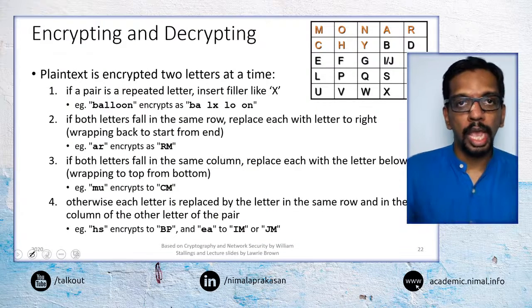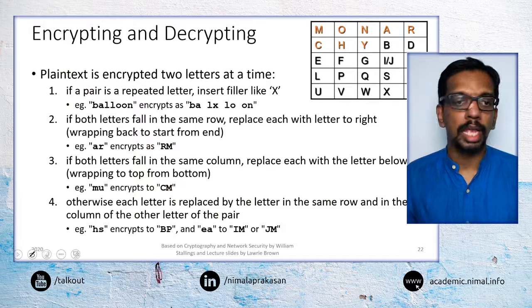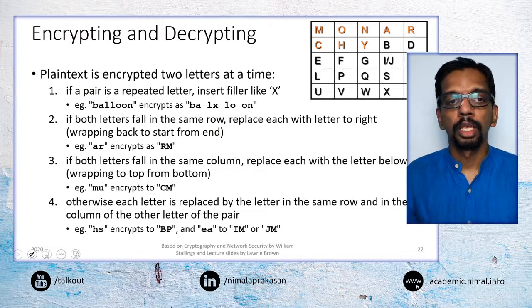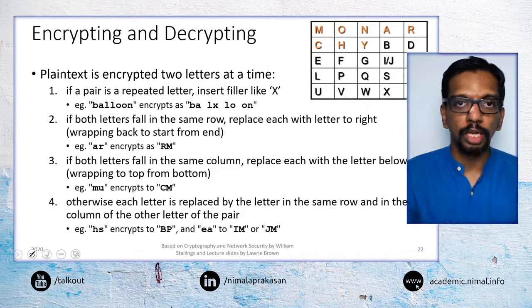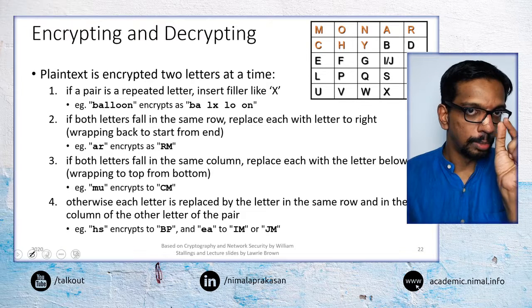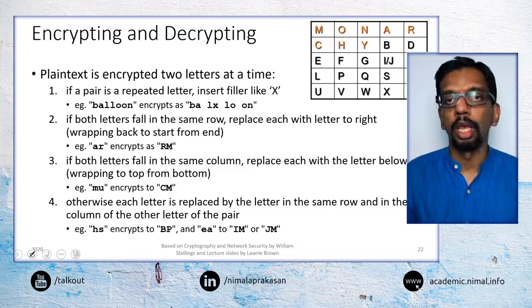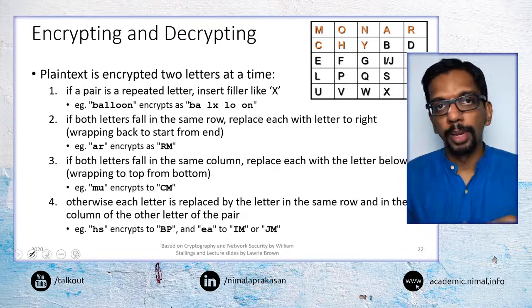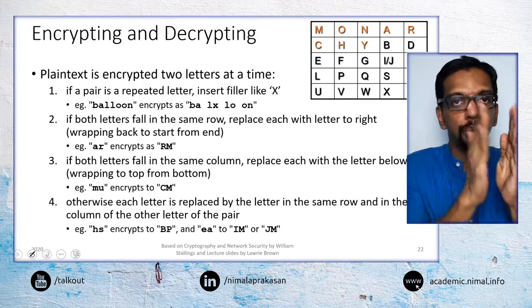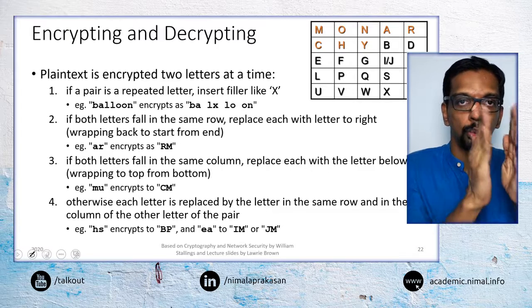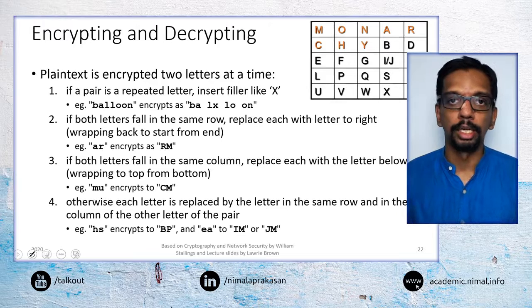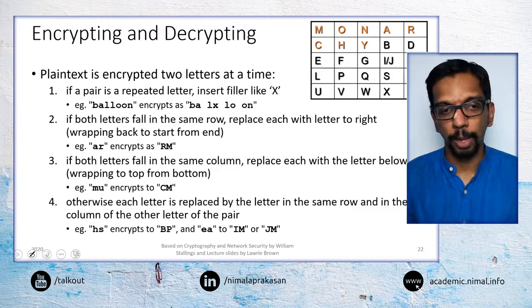So once we have that as our key, let's see how we can use it to encrypt and decrypt. The main difference between monoalphabetic and Playfair is that in Playfair we consider two letters together for the purpose of encrypting and decrypting. So we are using them as a pair.